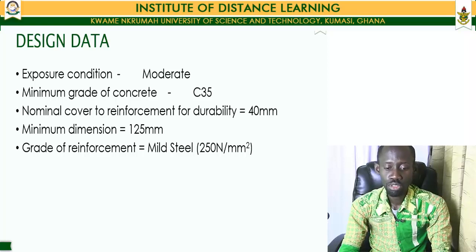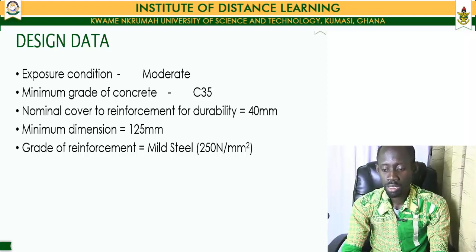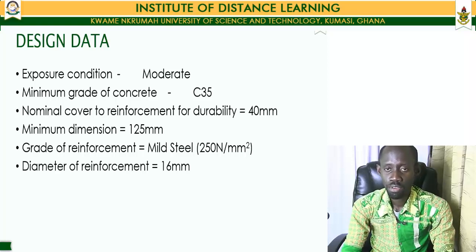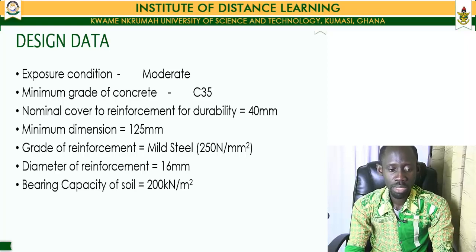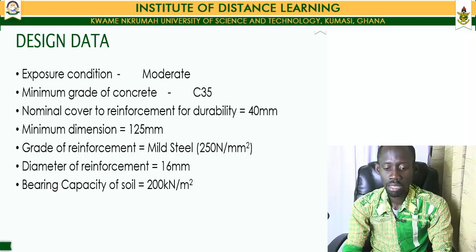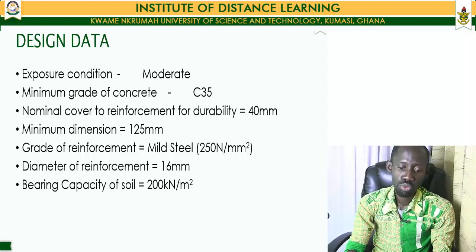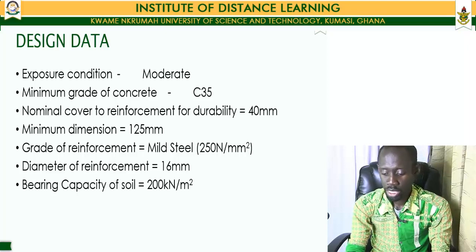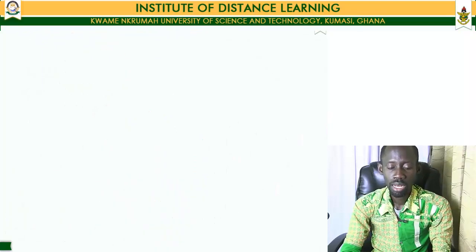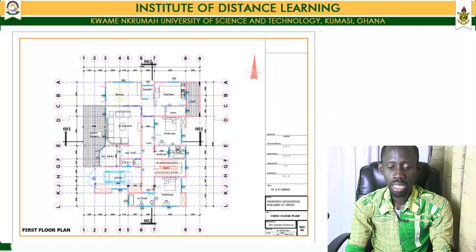For the grade of reinforcement, we are making use of mild steel with a yield strength of 250 newtons per millimeter squared, and the diameter of our reinforcement is equal to 16 millimeters. The bearing capacity of the soil on which we are putting our structure is equal to 200 kilonewtons per meter squared. So with this basic data being set, we can now move ahead and start with our design.